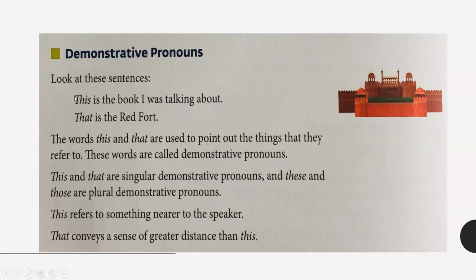In this sentence, the pronoun this, and in this sentence, the pronoun that. Both these pronouns are used to demonstrate. Demonstrate means to point out a particular thing. In the first sentence, the pronoun this is used to point out the book. In the second sentence, the pronoun that is used to point out the Red Fort. So when a pronoun is used for pointing out a particular thing, place or person, it is called demonstrative. This and that are singular demonstrative pronouns, and these and those are plural demonstrative pronouns. This and that we will use in case of singular nouns.